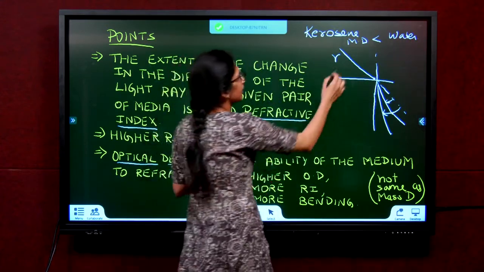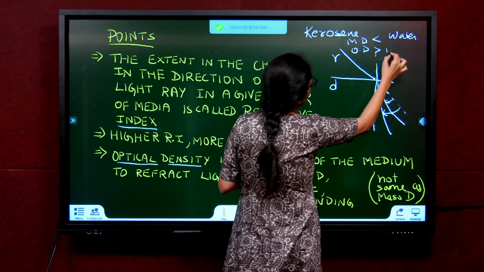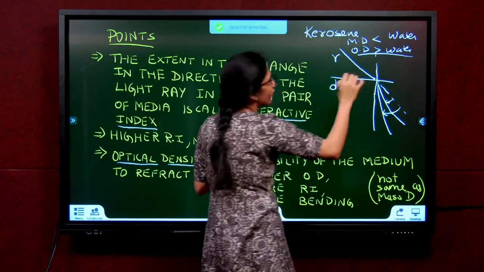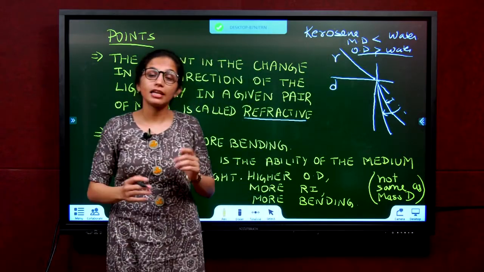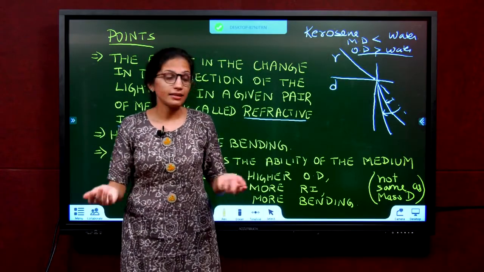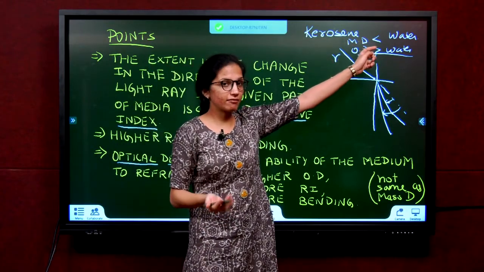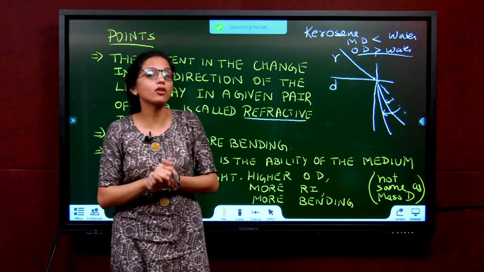but its optical density is more than water. That means if I put a light ray in kerosene and water, it will bend more in kerosene, even though kerosene is lighter. Lighter meaning light in weight, mass density wise it is lighter. So mass density and optical density are not the same quantities.